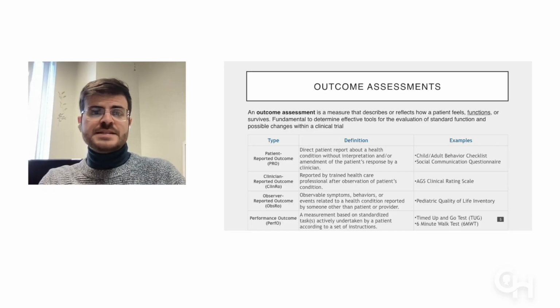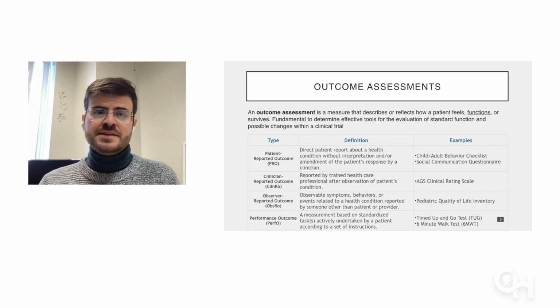An outcome assessment is a measure that describes or reflects how a patient feels, functions, or survives in general in daily life. And it's very important to determine which tools are the best to describe the standard abilities of a population. But at the same time, it's also very important to determine which ones are the best to evaluate changes within a clinical trial, for example, or a rehabilitation treatment, for example.